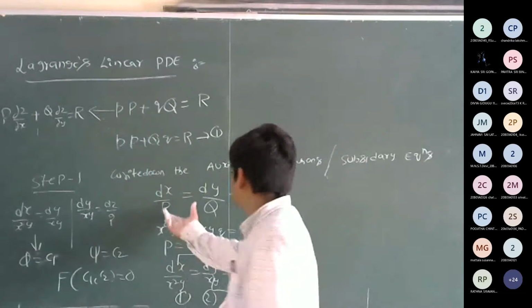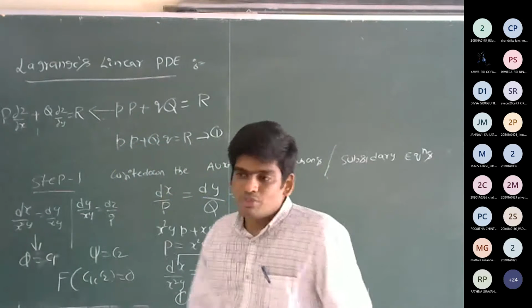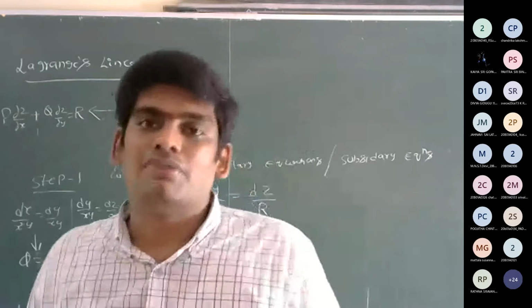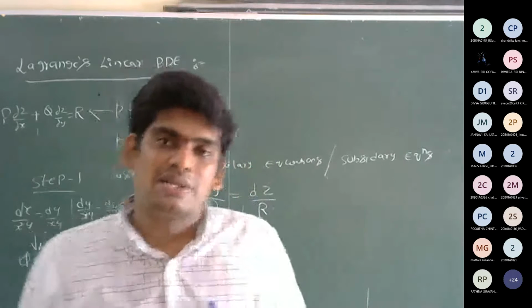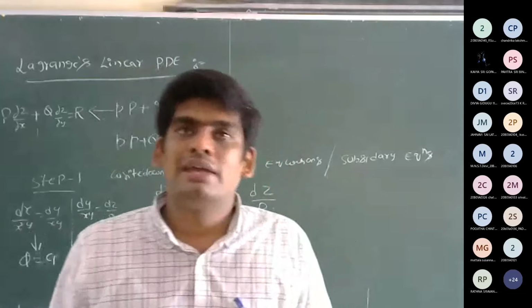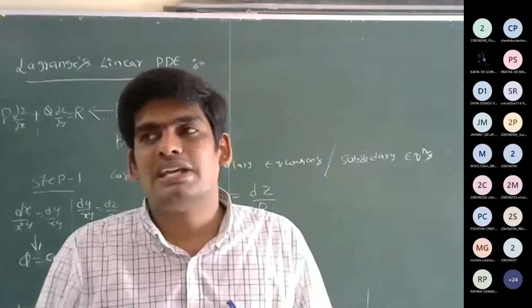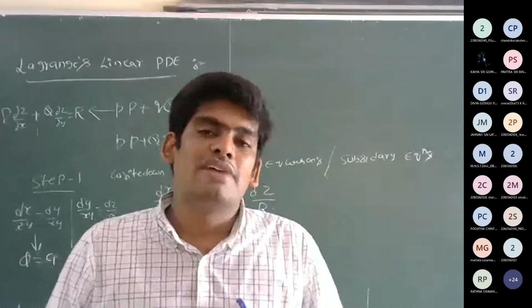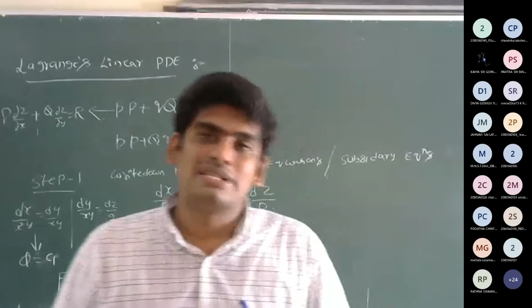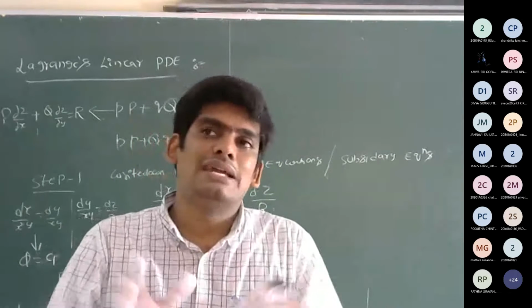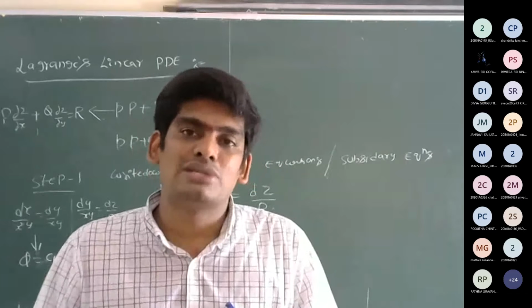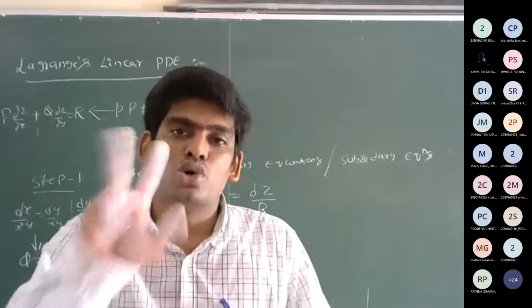Here, and this is called the first. After seeing the problem, first write down the auxiliary equations, where the denominator of the dx term is capital P, the dy term is capital Q, and the dz term is capital R. Now we have to take any two terms and apply the variable separation method. Then you will get the two solutions.